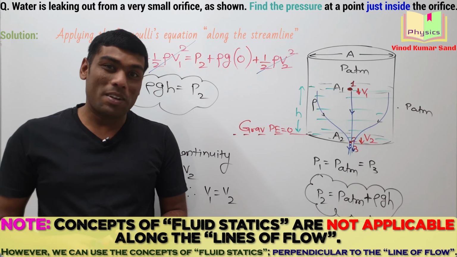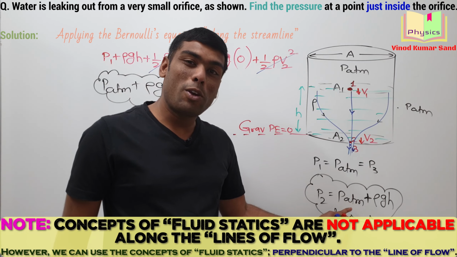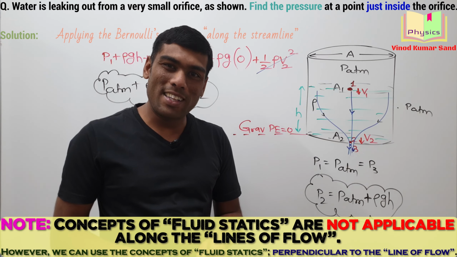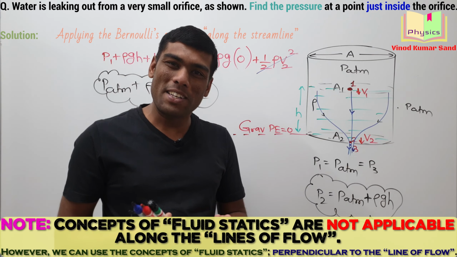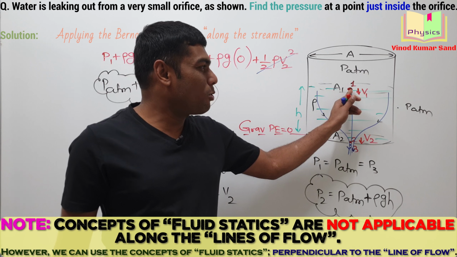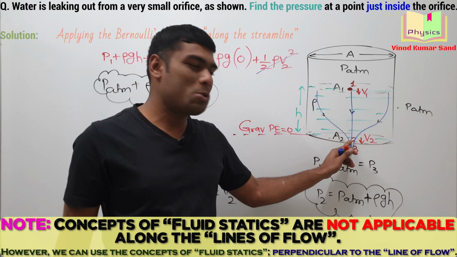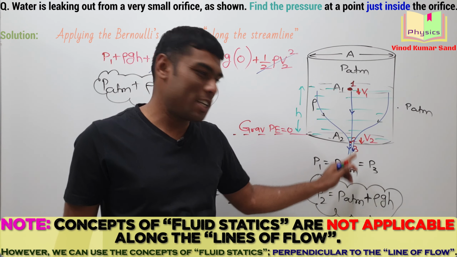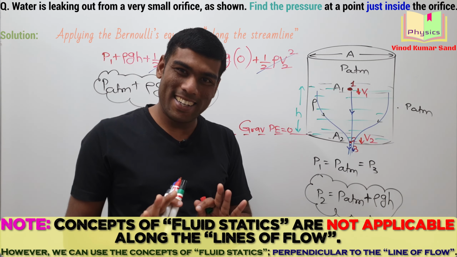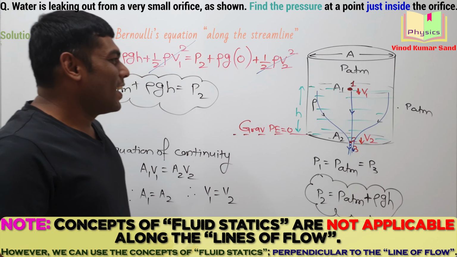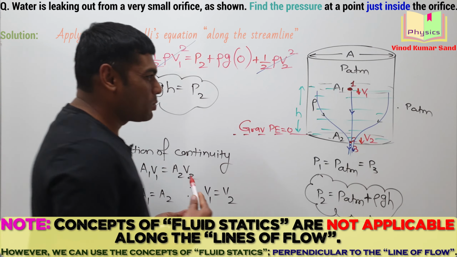Got the concept? This answer should be obtained using the Bernoulli's equation, not the fluid statics. It's just luck by chance that you use the fluid statics, P1 plus rho gh meaning P atm plus rho gh, and you get this answer. But that logic is incorrect. Got it? Okay, let me ask you another conceptual question.